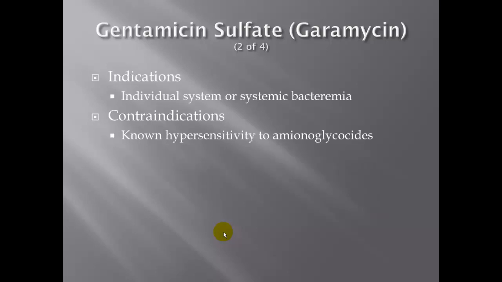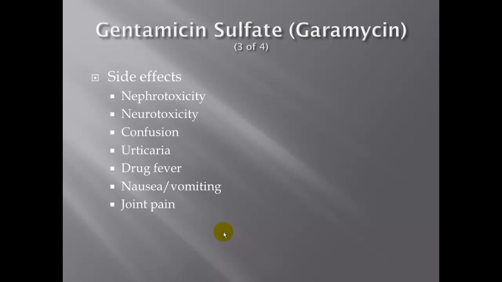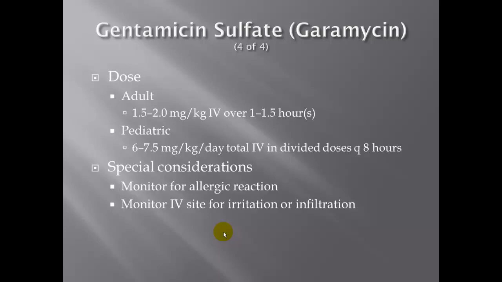Indications: individual system or systemic bacteremia. Contraindications: known hypersensitivity to aminoglycosides. Side effects: nephrotoxicity, neurotoxicity, confusion, urticaria, drug fever, nausea and vomiting, and joint pain. Dosing on this is going to be 1.5 to 2 milligrams per kilogram IV over 1 to 1.5 hours. Pediatric dose 6 to 7.5 milligrams per kilogram per day total IV in divided doses every 8 hours.